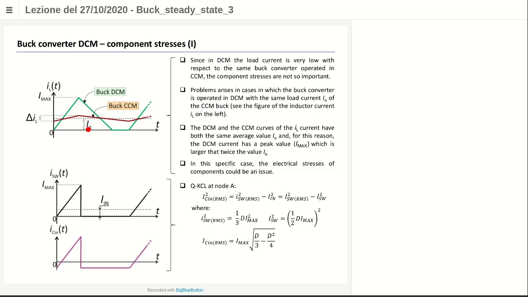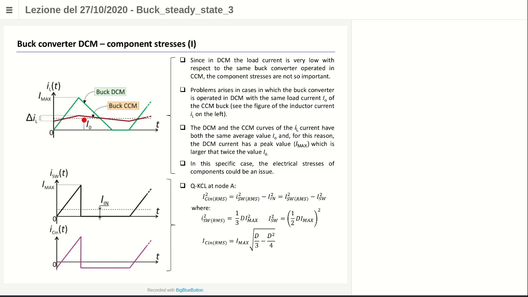Yes, but typically when you want to operate your converter in DCM, you want to get the same output current you can get in the CCM. So now if you compare the two situations, this is the inductor current in CCM buck, the red one, and in green is the DCM buck. If you compare the two inductor currents for the same I0 current, what happens? Since the I0 current is the average value of the inductor current, both curves will have the same average value.